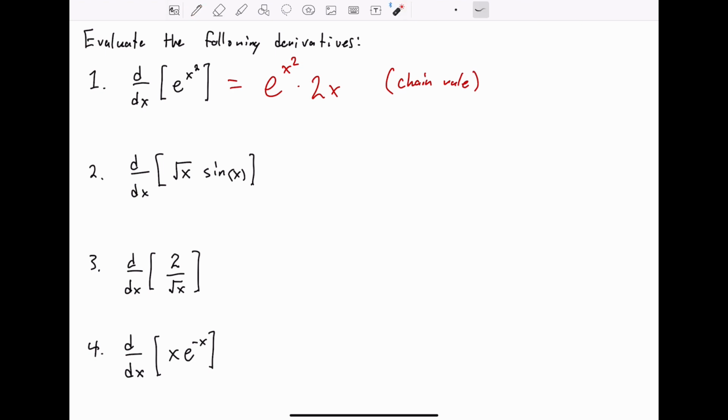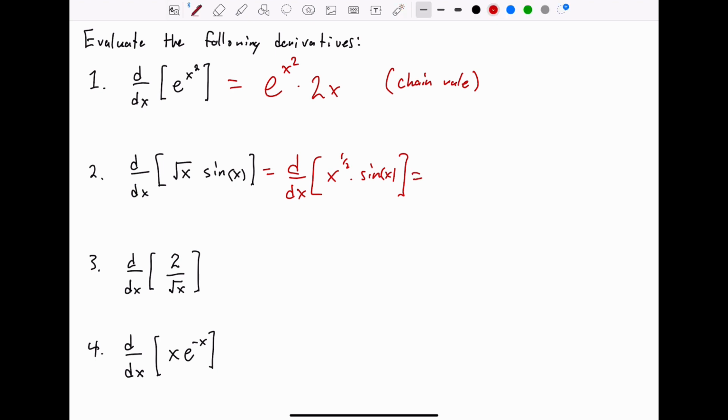For this next problem, we need to use the product rule. We have the square root of x times sine of x. And it might be a bit easier, if we can't remember the derivative of the square root of x, to write that as x to the 1/2. So we have the derivative of x to the 1/2 power times sine of x. We want to make sure to not just do the derivative of x to the 1/2 times the derivative of sine. We must do the product rule to solve this problem.